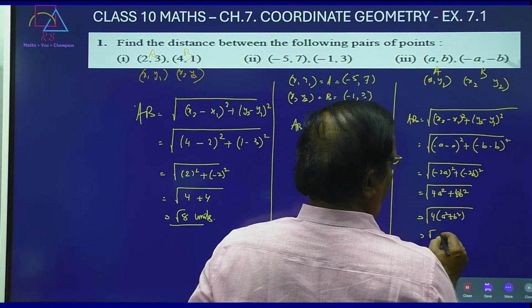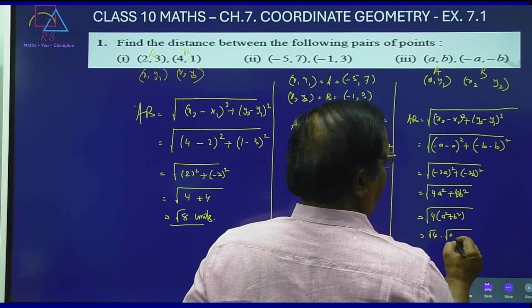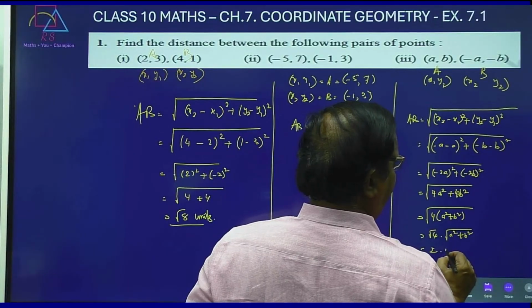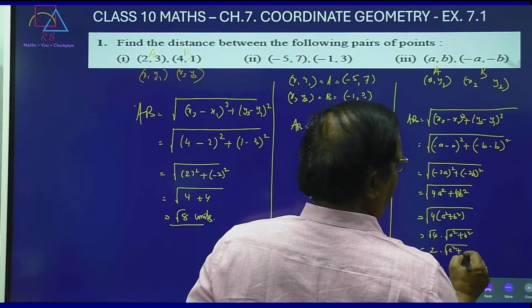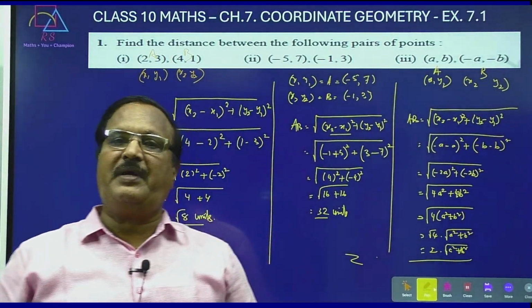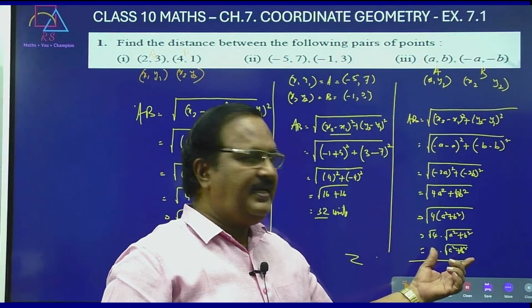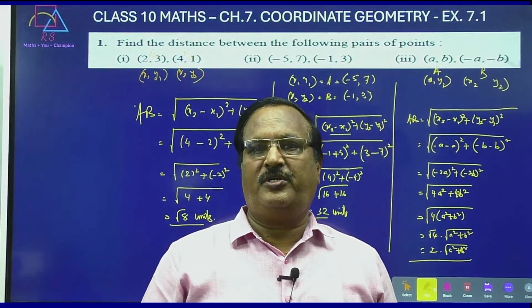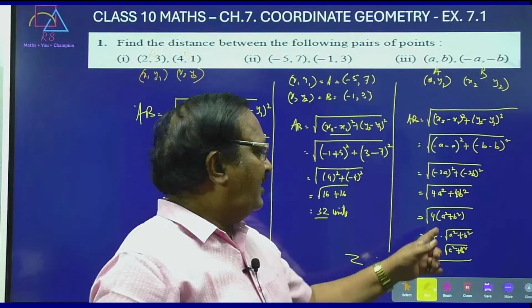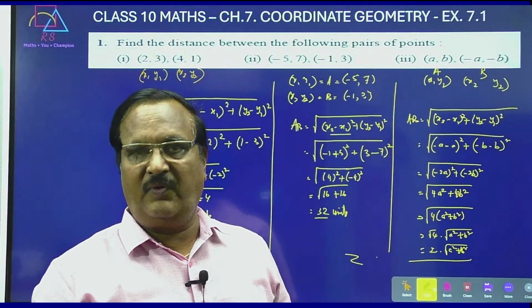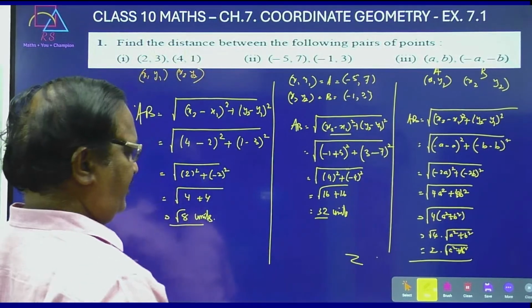So square root of 4 into square root of a square plus b square. Most of the students will write square root of a square plus b square is a plus b. It should not be like that. It should be only a square plus b square, there is no root. So square root of a square plus b square stays as it is. Okay. This is the first question.